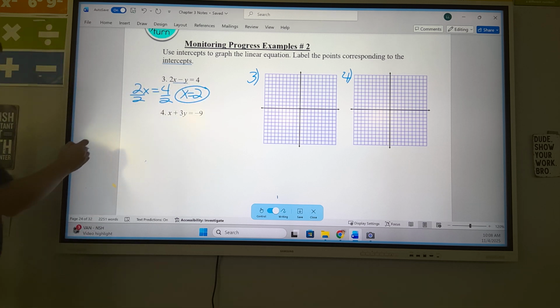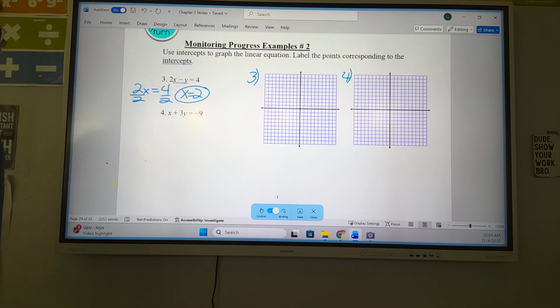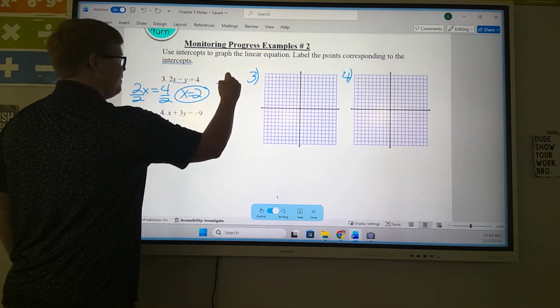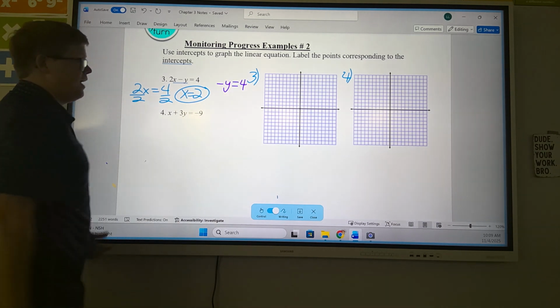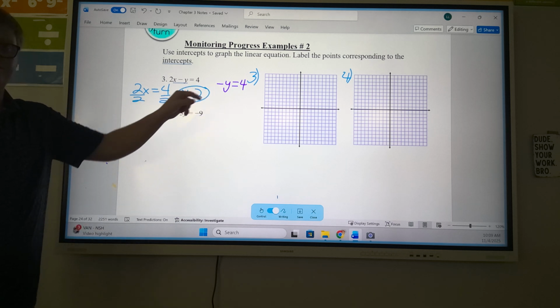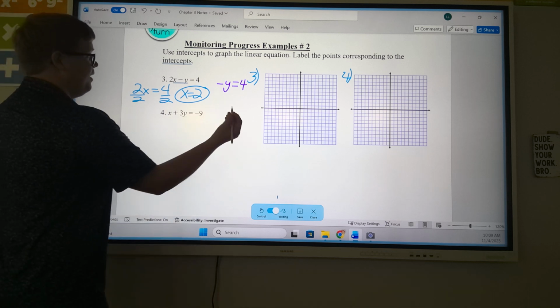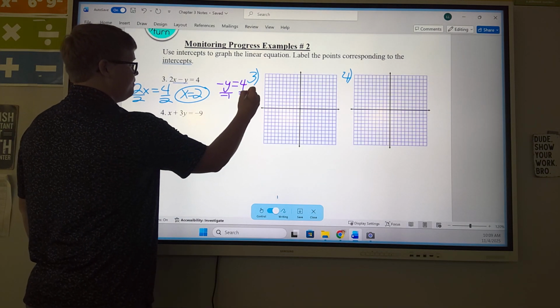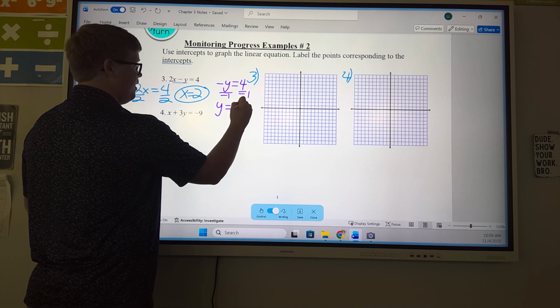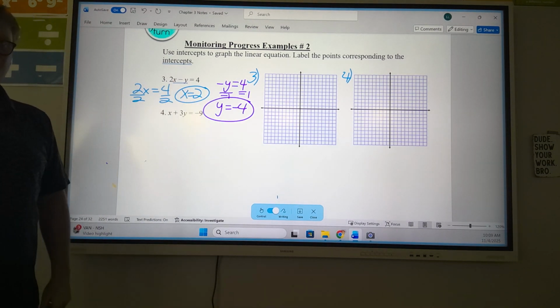Okay, now to find our y-intercept. We plug 0 in for x, we have a negative y equals 4. We can never have a negative y. In order to get rid of that negative, either A, just move the negative to the 4, or B, we're dividing by a negative 1. Y equals a negative 4. So we have our x-intercept at 2 and our y-intercept at a negative 4.